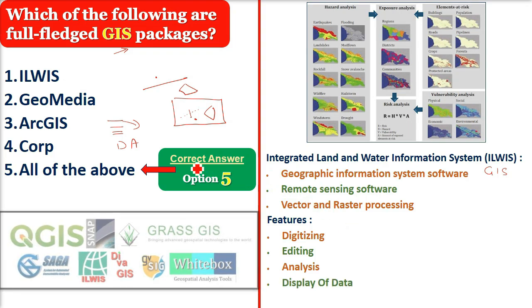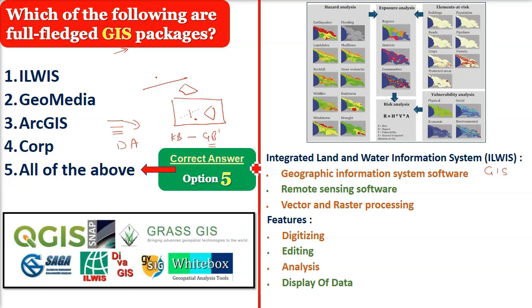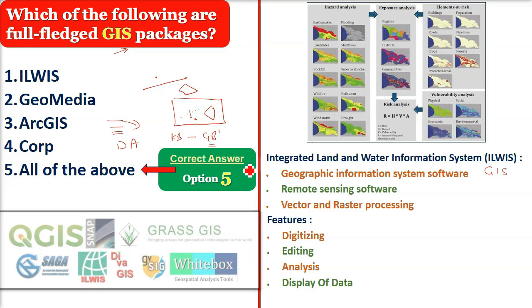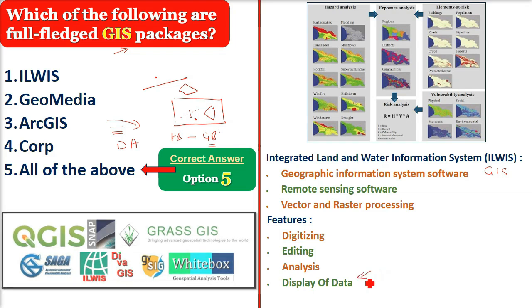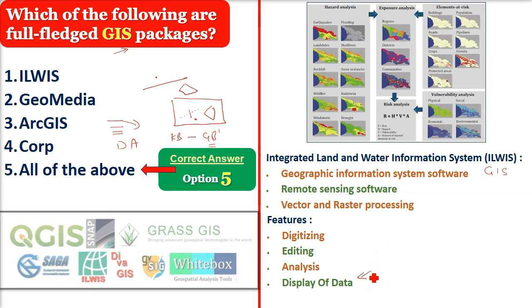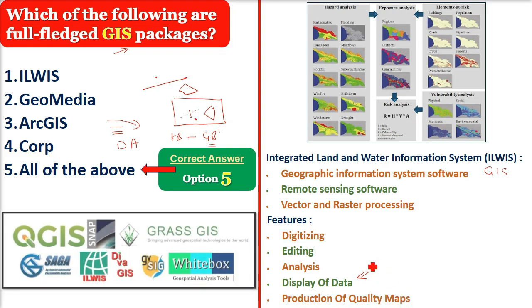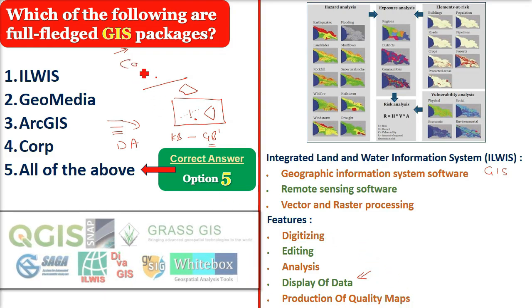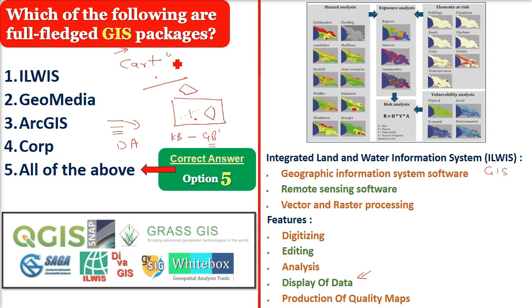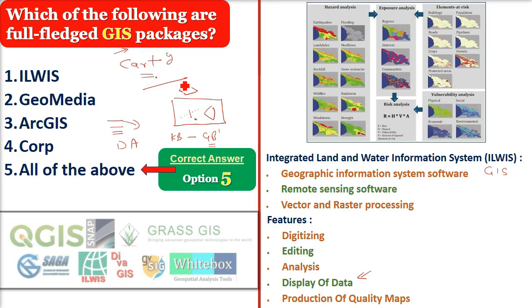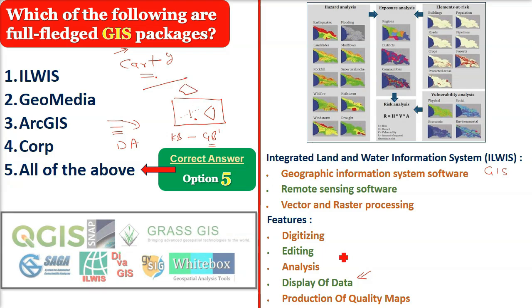And the most important part of any GIS is the display of data. From KB till GB, that is gigabytes of data, we are able to display on ILWIS, because the raster and the vector and the other combined metadata should be able to be displayed. And finally comes cartography, quality maps. In any GIS package, cartography plays a very important and vital role. That is the art of map making. So production of quality maps is also there in ILWIS.